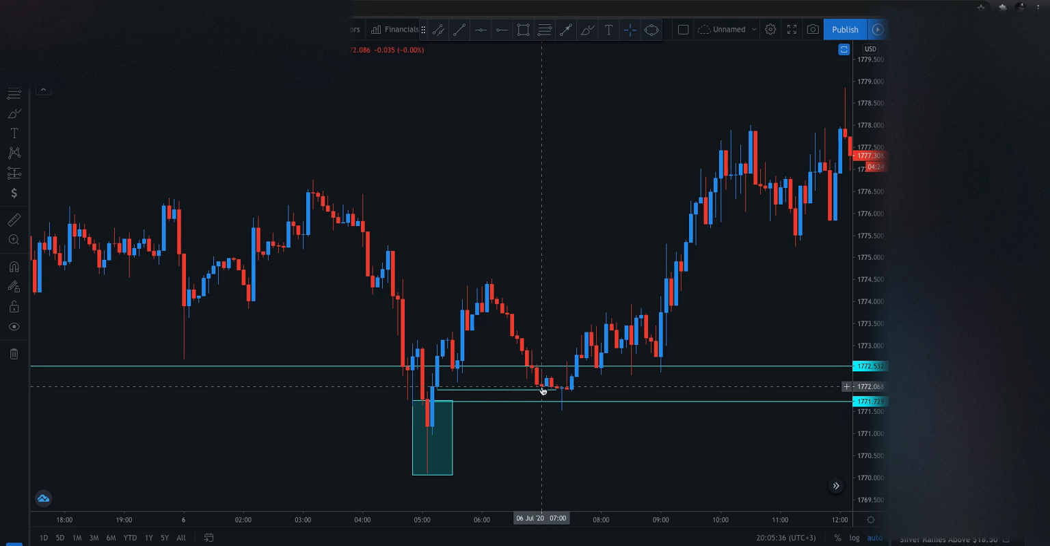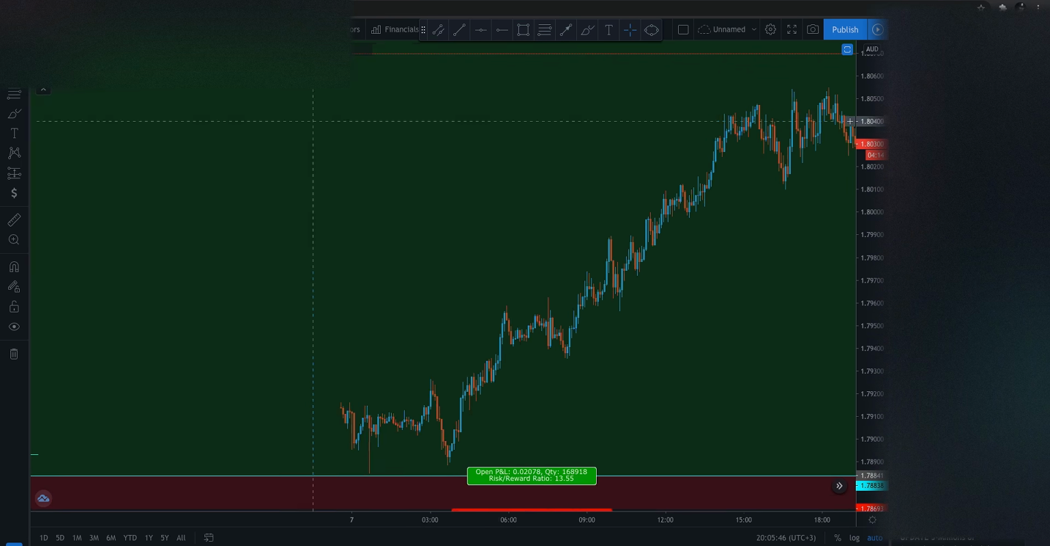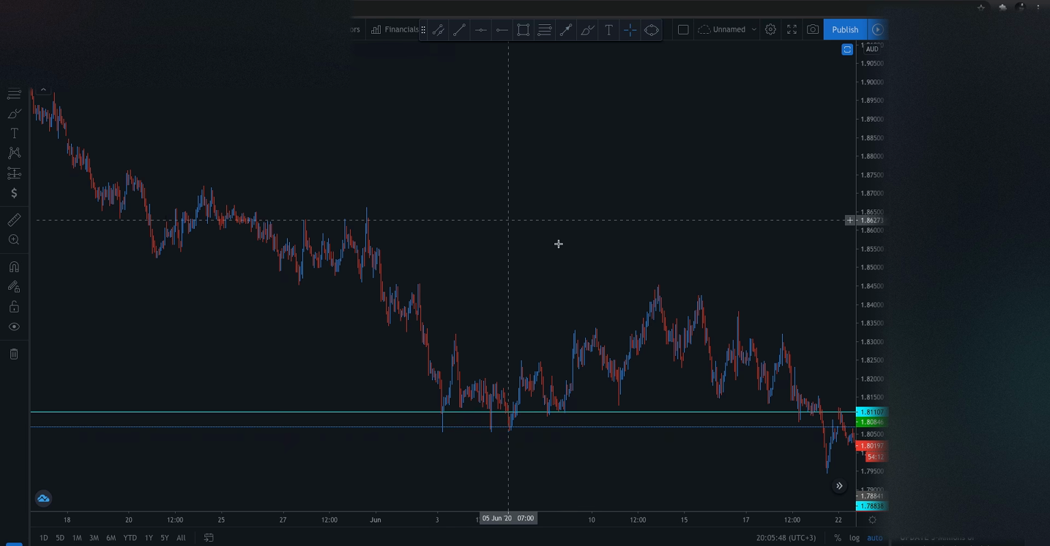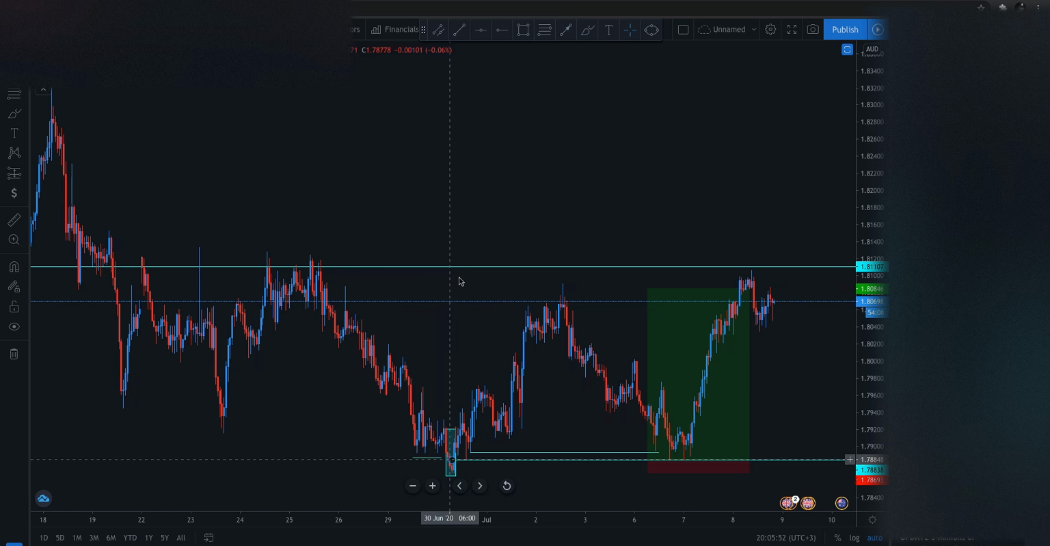So it created liquidity and did the liquidity grab, and then went into profit. Same thing on GBP/USD, same thing. I was looking at the 1 hour time frame, and why was this my potential area of entry?